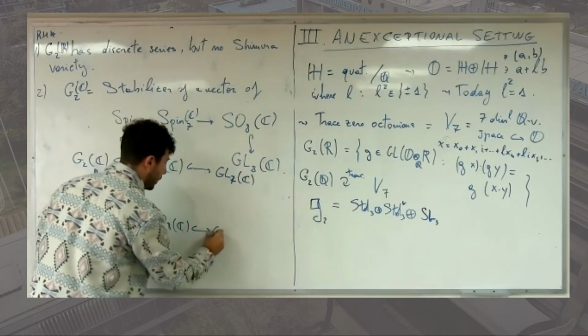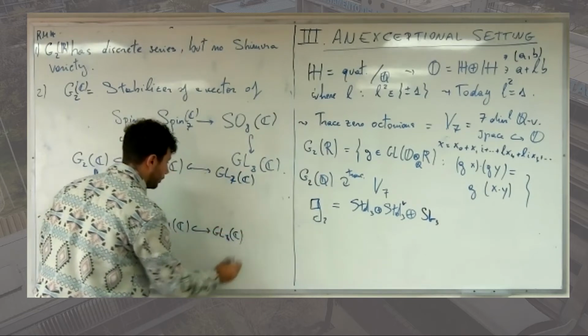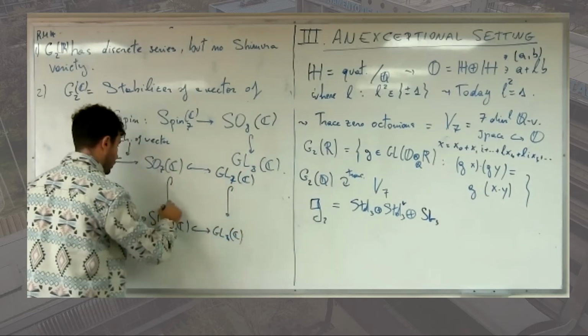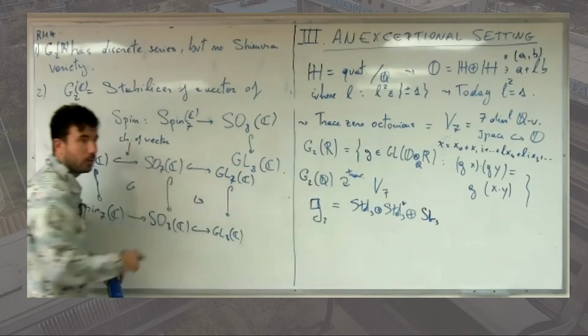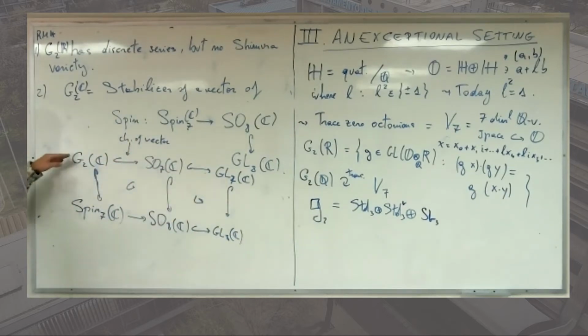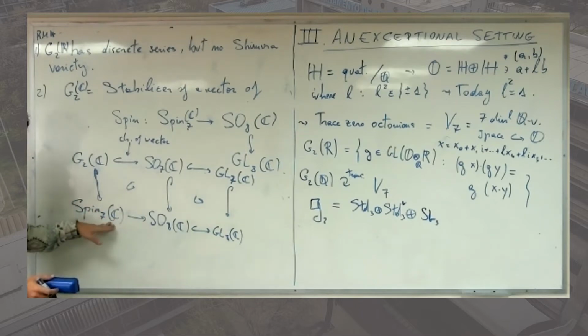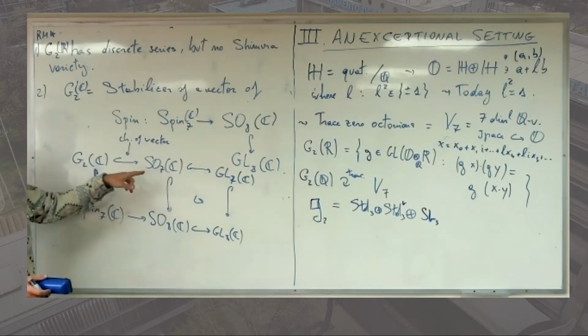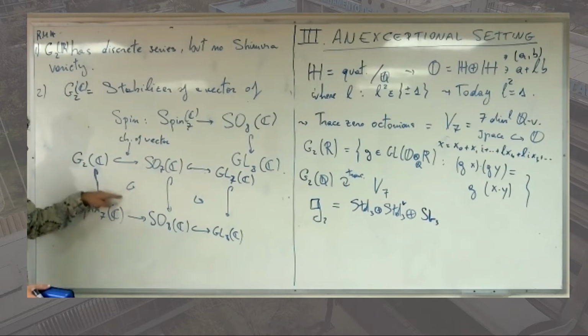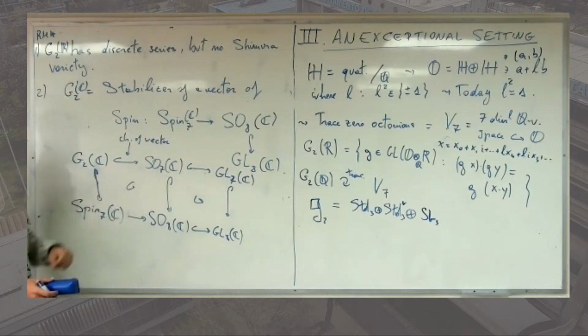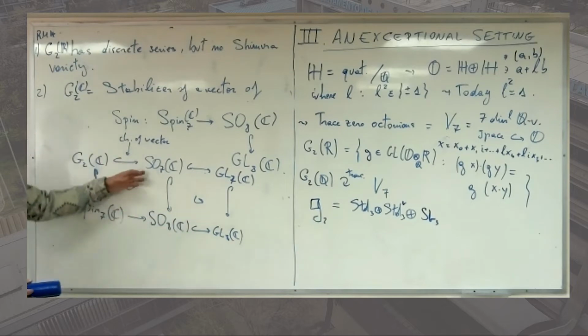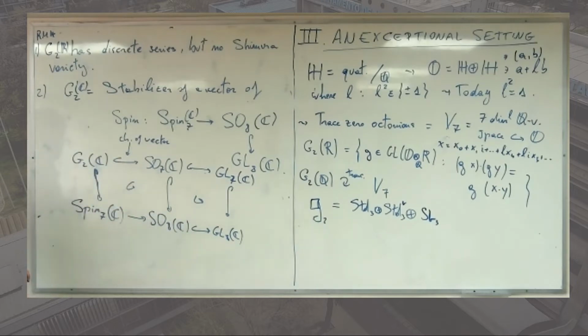And this belongs to GL8. And so the idea is that this is commutative. And actually G2C is really the subgroup of Spin7C defined by this diagram. So it's the subgroup of SO8 or GL8 given by the intersection of these two guys.